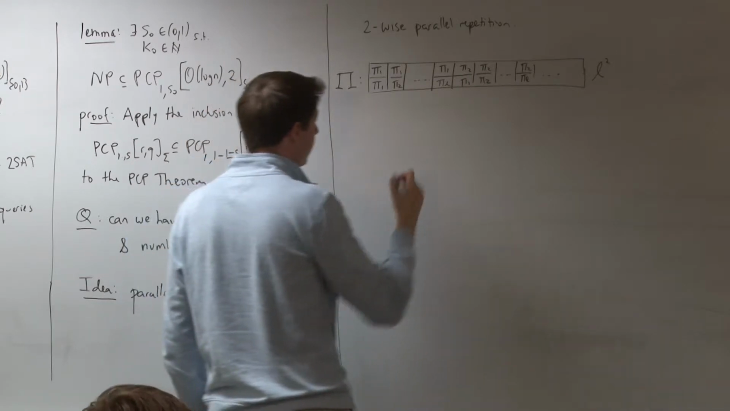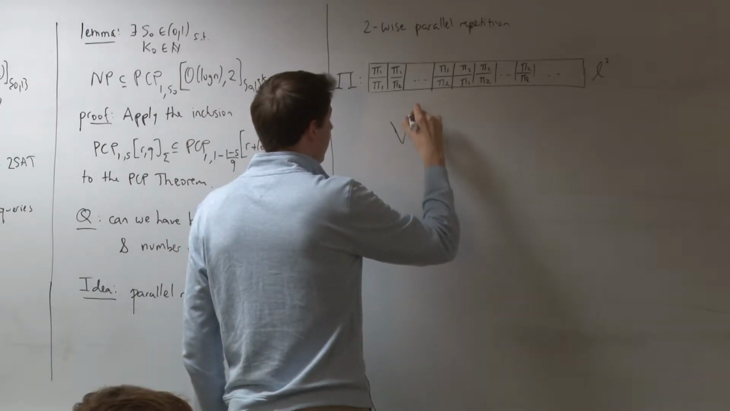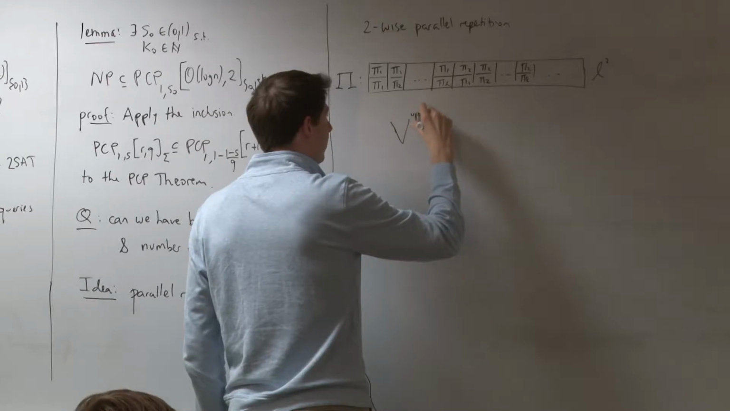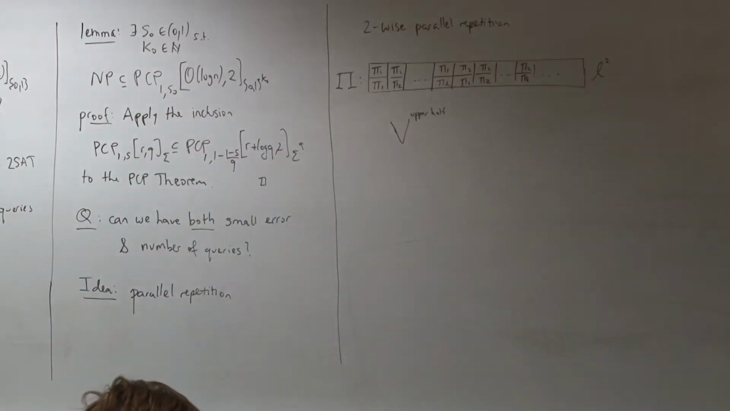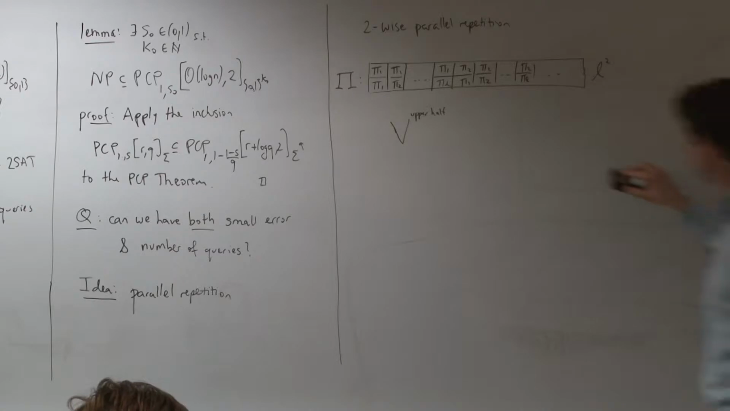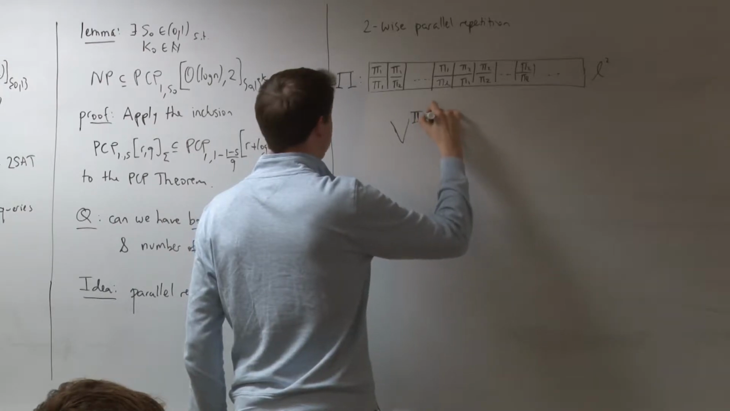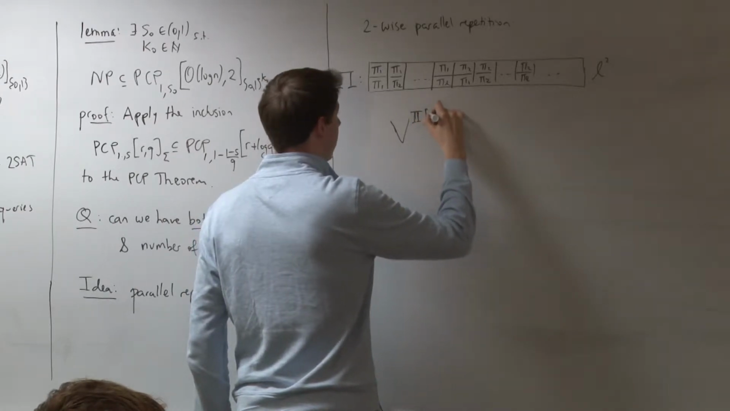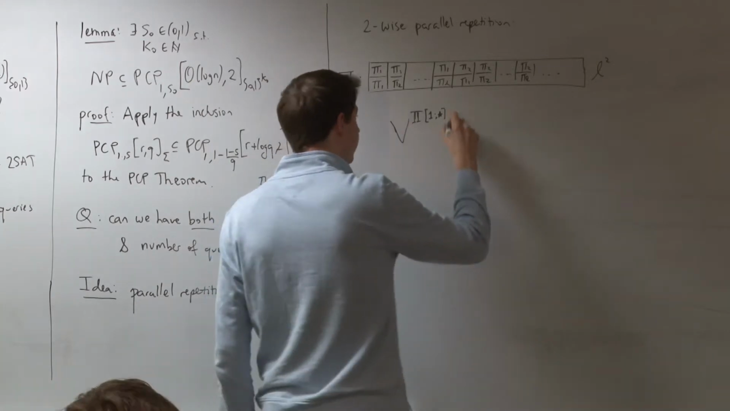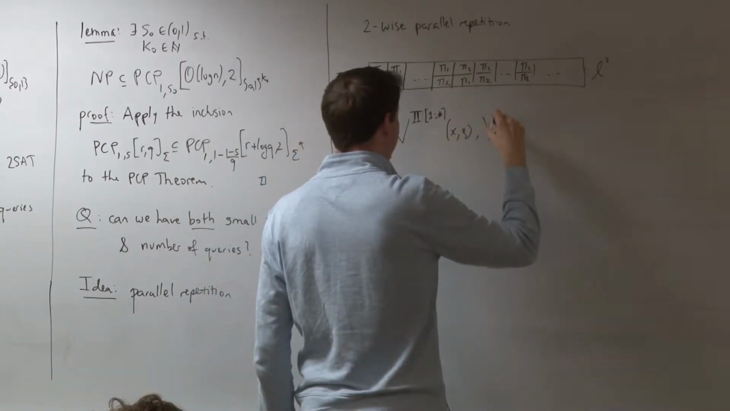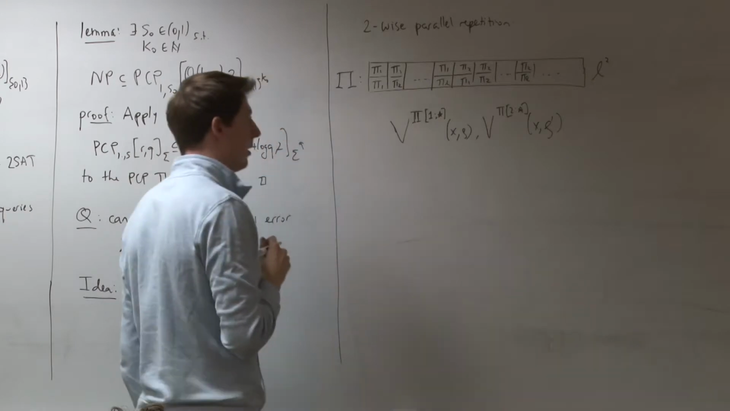And the test that we would like to run is to say, look, run the verifier on the upper half of the proof, big pi, let's say the first row, right? And then I'm running V on the second row, okay? With some other randomness, okay?